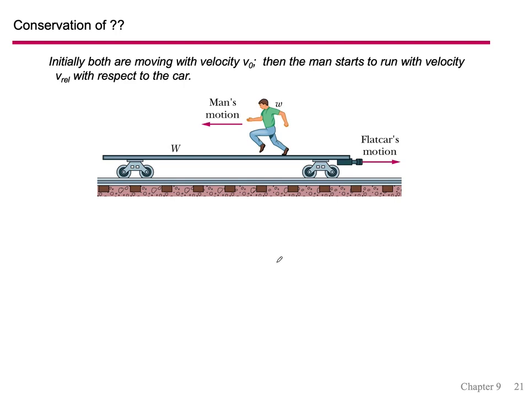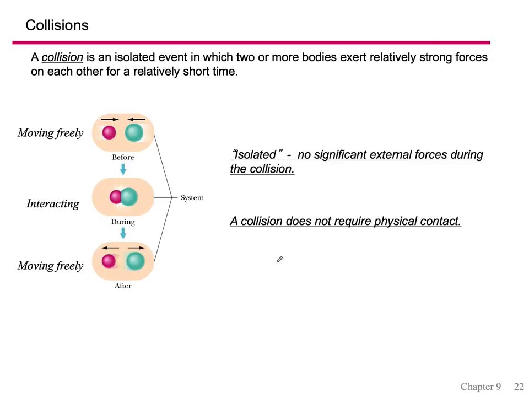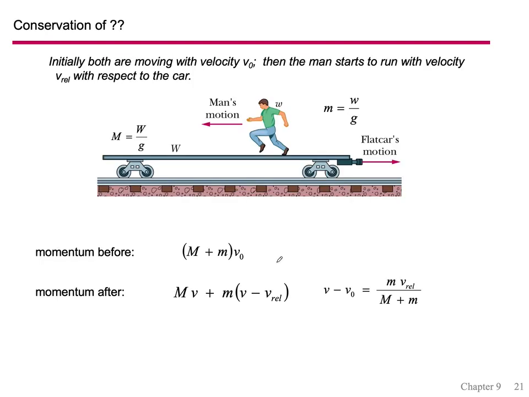What happens if you've got somebody running? In this case, same kind of thing happens here. Momentum beforehand is just the two masses, the mass of the flat car and the person moving at the initial velocity. What happens if they're running? Momentum afterwards is simply the velocity of the thing minus the velocity of the person, which ends up being relative to the ground. And you can solve it very quickly.